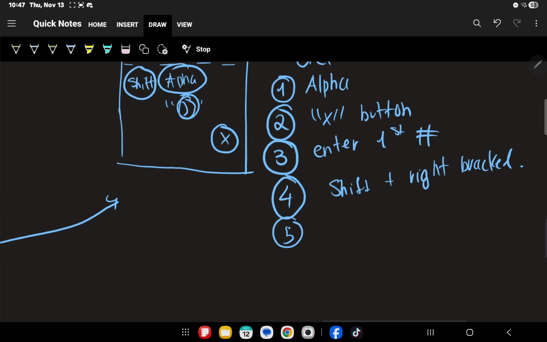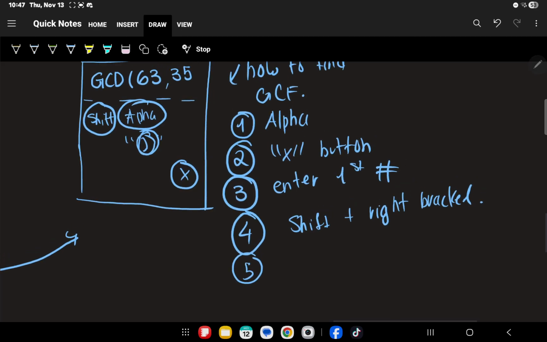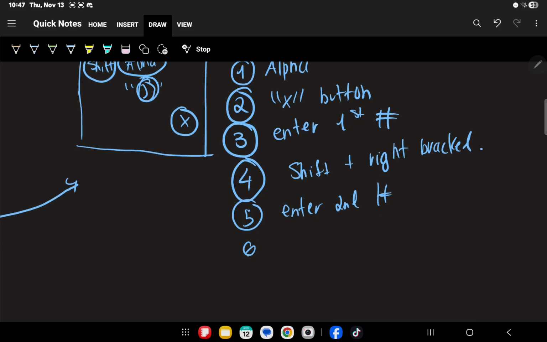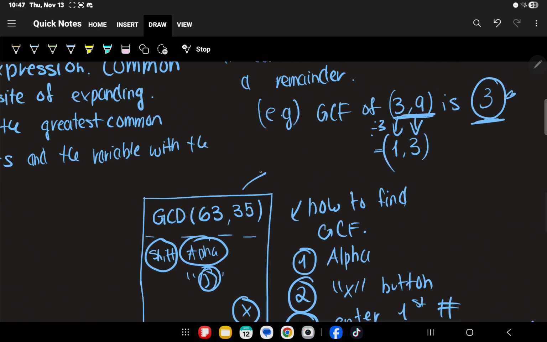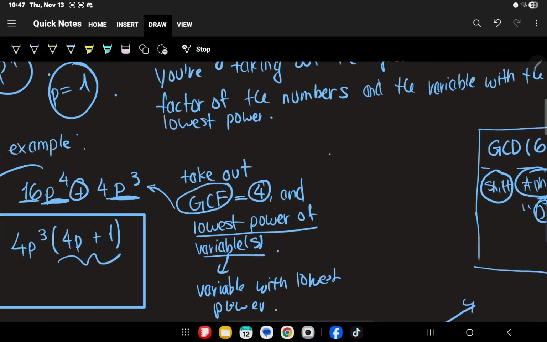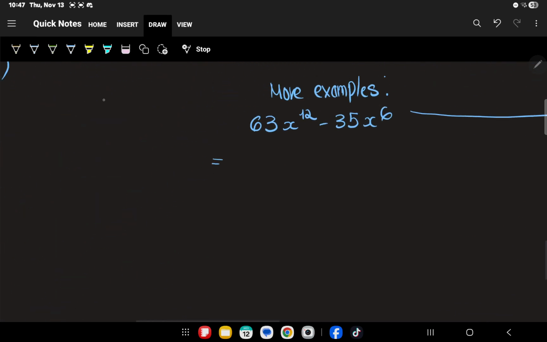To close the bracket, you just re-enter the bracket. So let's write the steps down again. Enter second number, step 6, close bracket. Close it, boom, that will give you 7. So our GCF is 7. Right, so let's take out 7.